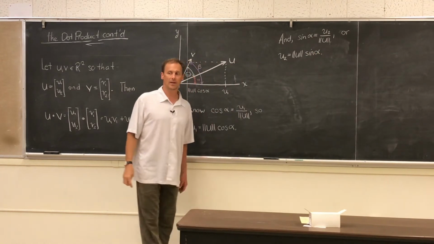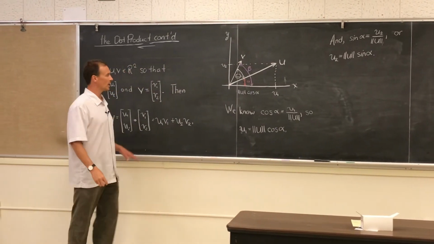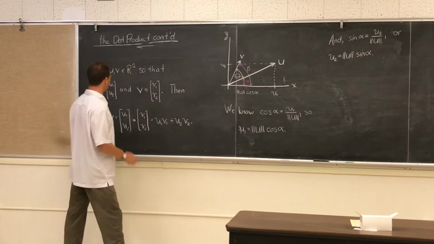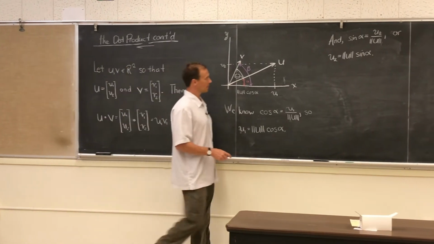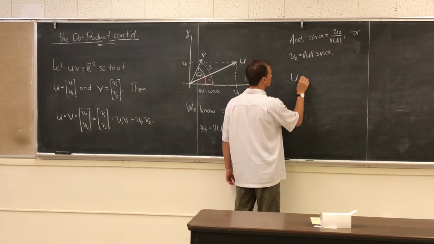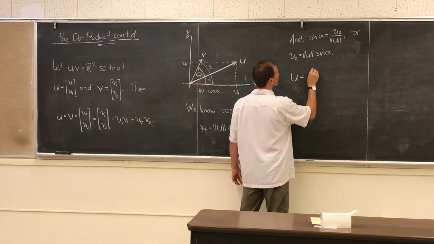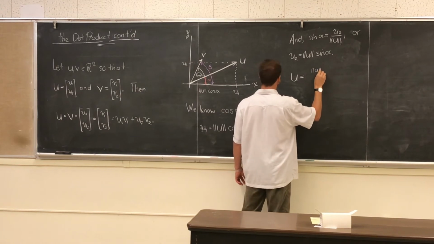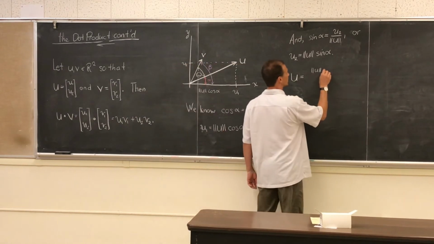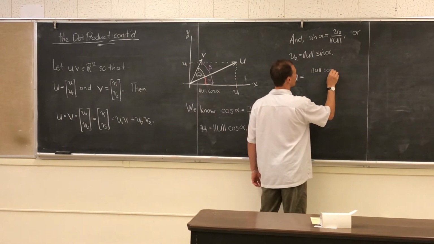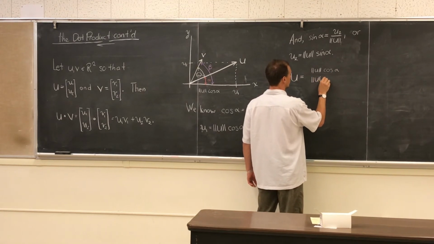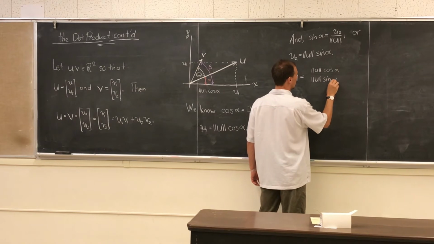Now we actually know something very specific, and we have it in terms of angles. So let's rewrite our vector U. U is equal to the length of U times cosine of alpha, and the length of U times sine of alpha.